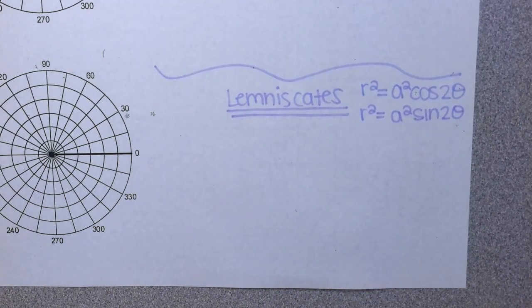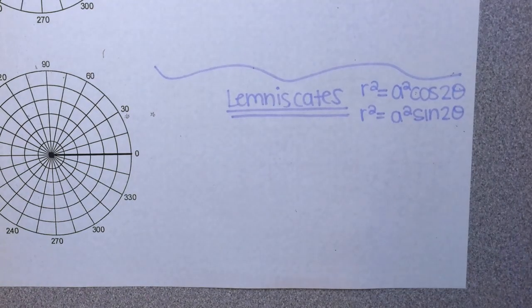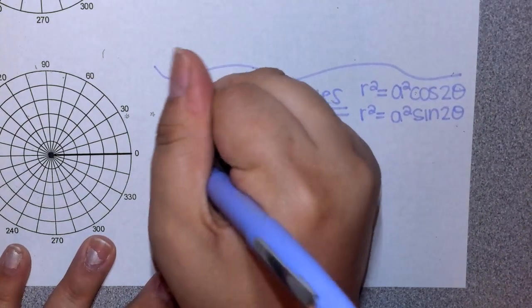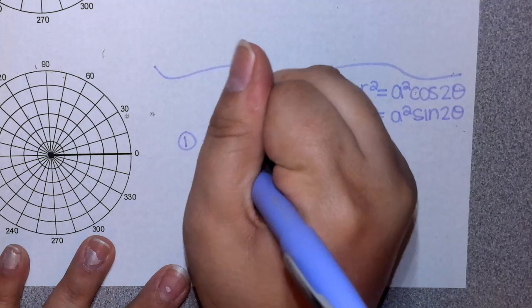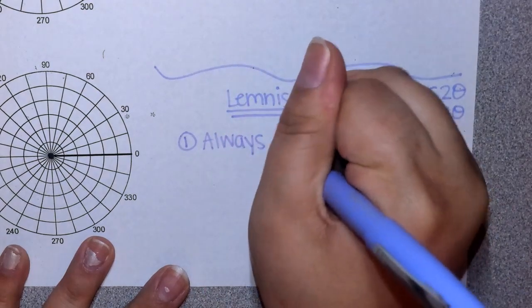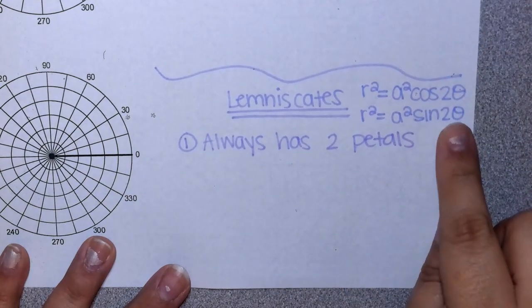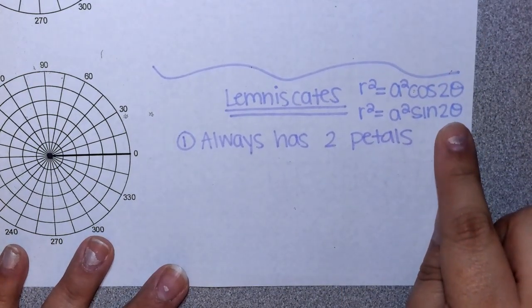So when you did lemniscates, what did you notice about the graph? It looked like an infinity sign, kind of, right? How many petals are they always going to have? 2. So a lemniscate always has 2 petals. The number right here in front of theta will always be a 2.